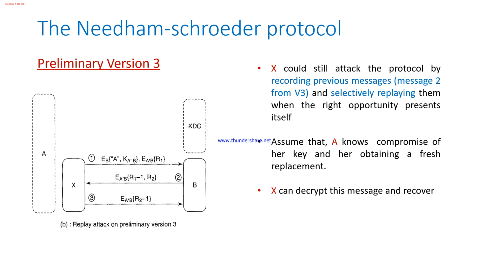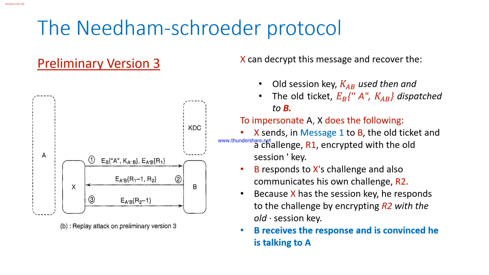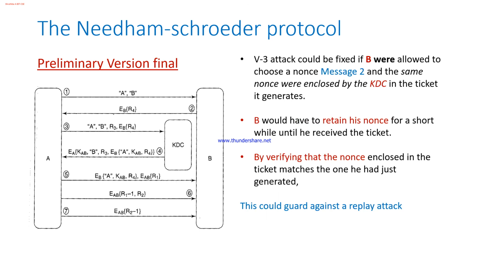So to defeat all these man in the middle attacks, and to overcome all these versions, they came out with one final version. That final version is where A will communicate with B directly. Just observe here. First, A will directly communicate with B.